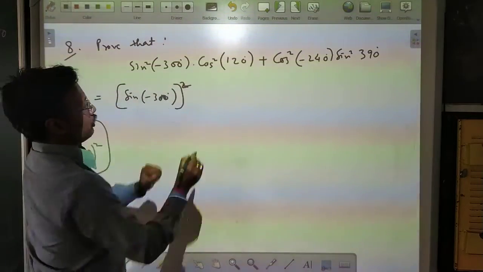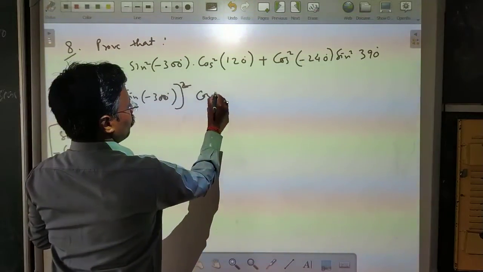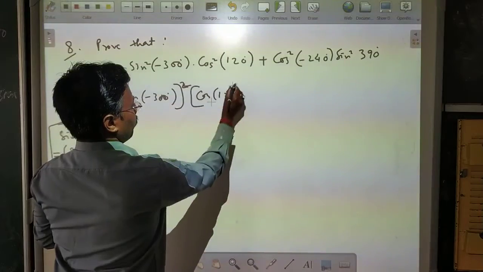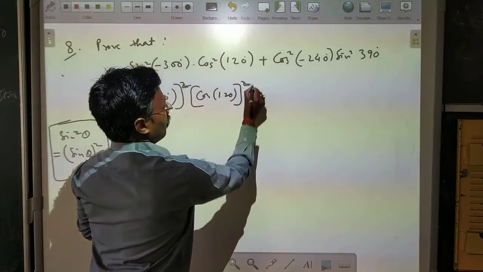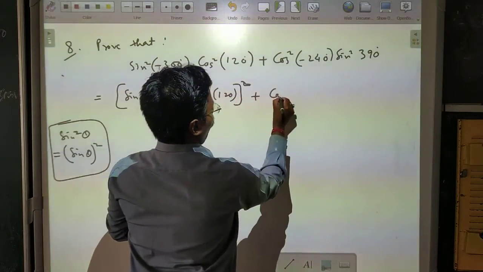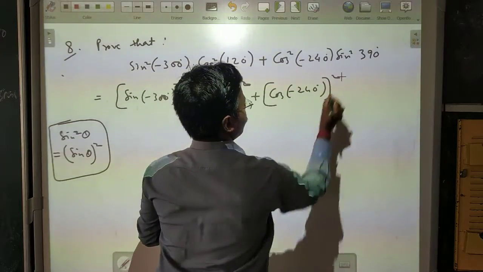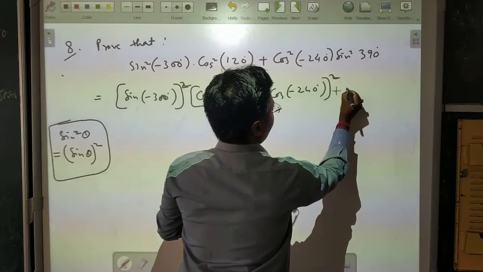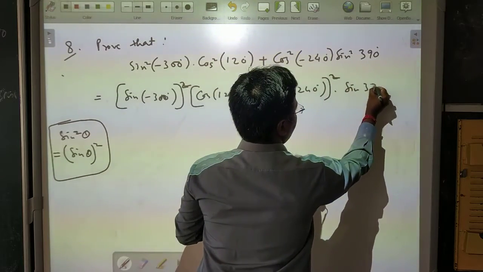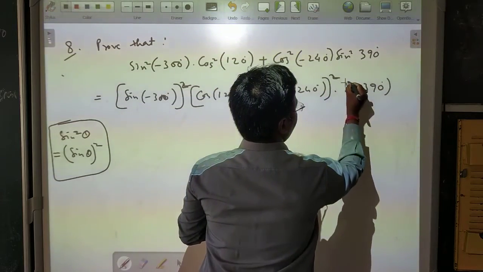Right? So this can be written as cos 120 square plus cos of minus 240 square into sine 390 square.